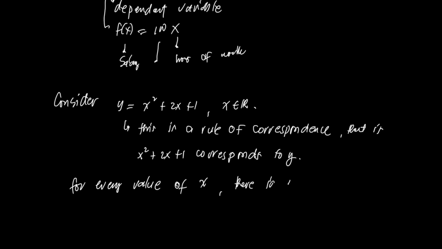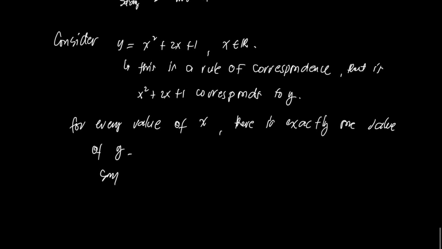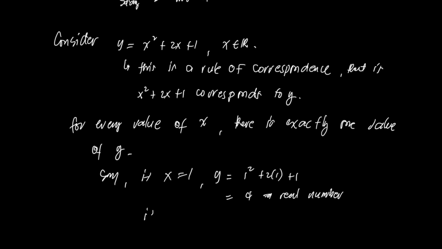Okay, there is exactly one value of y. Say if x equals 1, which is a real number, y is equal to 1 squared plus 2 times 1 plus 1, which is 1 plus 2 plus 1, that is 4. And 4 is also a real number.